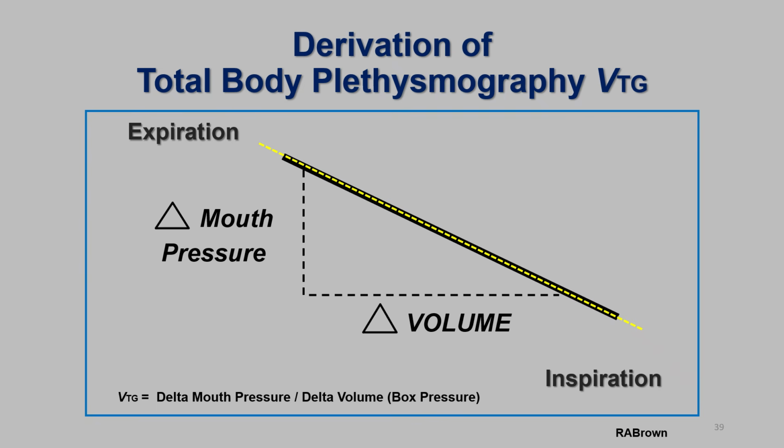This graphic illustrates how VTG is derived using total body plethysmography. When the mouth shutter closes, the subject gently pants, alternately compressing and decompressing the gas in the thorax. Using a variation of Boyle's law, mouth pressure changes are plotted against box pressure changes, and the tangent is measured, which corresponds to the lung volume when the mouth shutter was closed, the FRC. Since there is no airflow during the closed shutter maneuver, mouth pressure approximates alveolar pressure. The VTG, therefore, is equal to the change in mouth pressure divided by the change in volume. The measurement should be made through the center of the closed shutter loop.